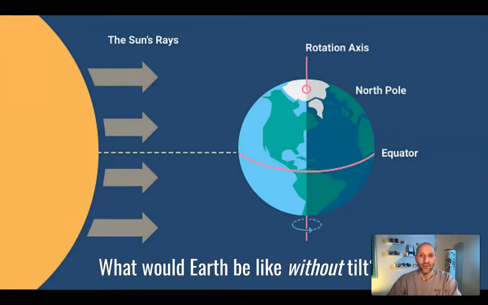So in the objective, we saw that Earth has seasons because of tilt. So what would Earth be like without tilt? Well, first off, every day would be identical. We would always get 12 hours of daylight and 12 hours of nighttime. Regardless of the month, every day and night would always be 12 hours long. In addition, we wouldn't have seasons. Your temperature would really depend on your latitude.